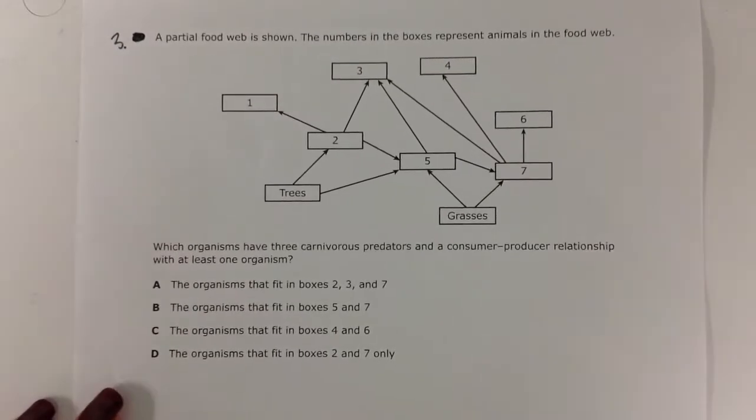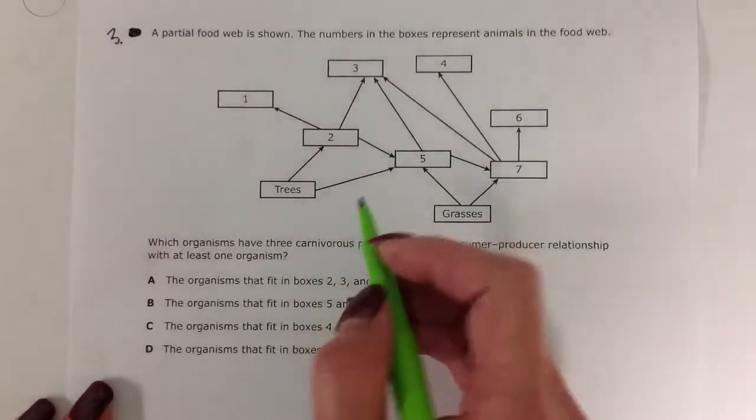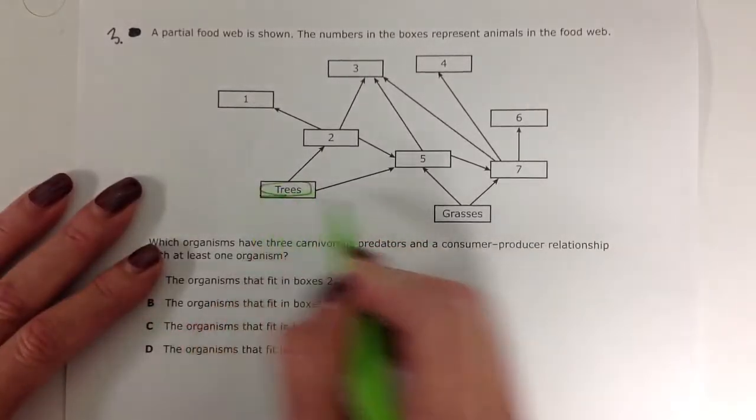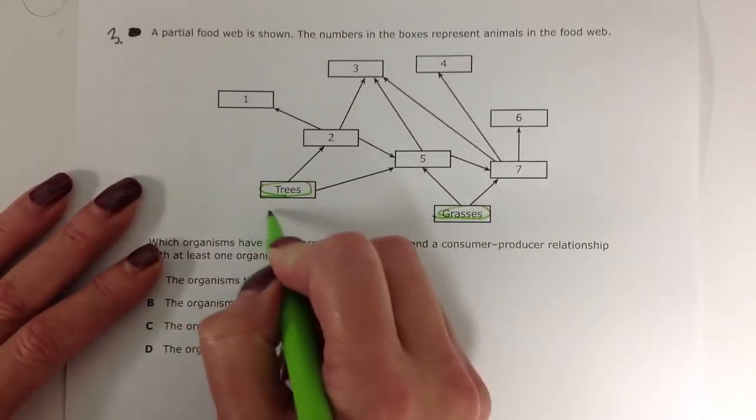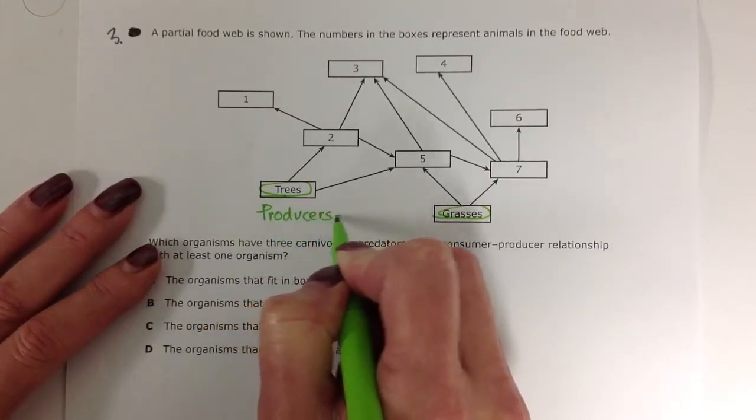Alright, question 3. It says a partial food web is shown. The numbers in the boxes represent animals in the food web. So before we go any further, let's check out what we got here. We have trees and grasses. Those are our producers, right? They're plants.